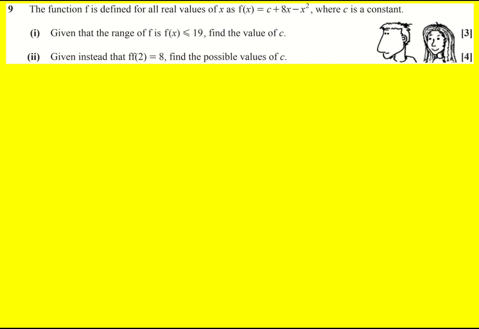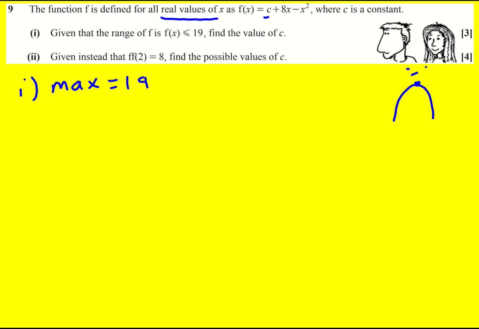We have a functions question, and we're given a function, told its domain that's valid for all real values of x, but we're not told what c is. And then we're told the range, and we have to work out c. First thing is that this is a negative quadratic, so it's going to be an unhappy quadratic, and it says the range is f of x is less than or equal to 19. So basically the maximum is going to be 19, this point here.